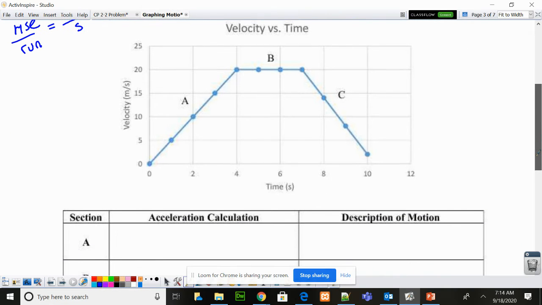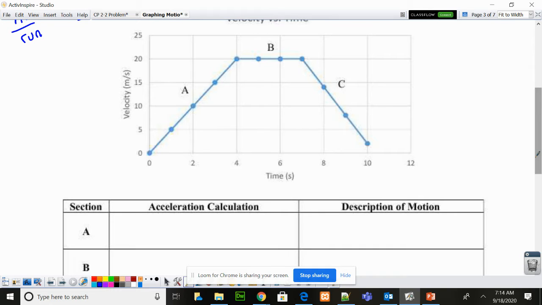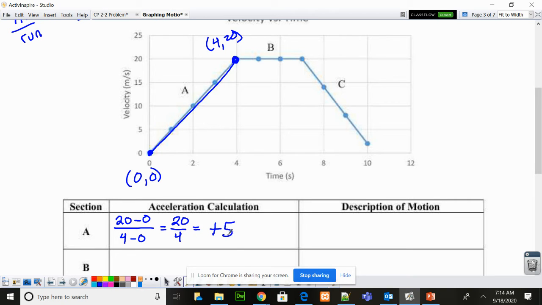Okay, so pretty similar to what we did before. So here's section A. Pick 2 points along section A. I'm going to pick the first and the last. I've got 0, 0, and then over 4, up 20. So 20 minus 0 over 4 minus 0, 20 over 4, which is a positive 5. My units, meters per second over seconds, would be meters per second squared. So I'm accelerating at 5 meters per second squared.